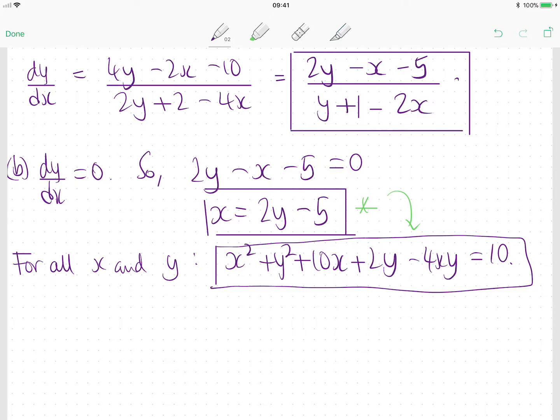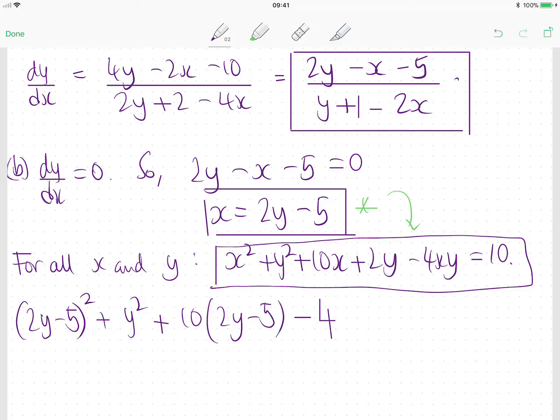Okay, so let's do it. Wherever we see x, we're going to replace it with 2y take away 5. So we want to square x, and we want to times x by 10, and we have a 4 times x times y equals 10, and our answer is the solution to this equation. Okay, so we've got a bit of algebra to do, it seems. So let's begin to multiply out the brackets.